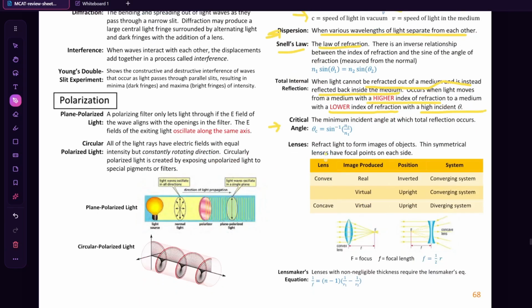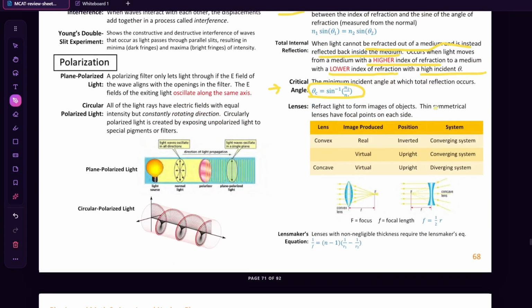What else is there? Critical angle. And then you have lenses. So you can think of lenses as like glasses and stuff like that. So lenses work by having refraction. So they refract light to form images of objects. And so they're bending light as it passes through a curved piece of transparent material to actually form images. And they follow a lot of the same real versus virtual logic that we saw with mirrors.